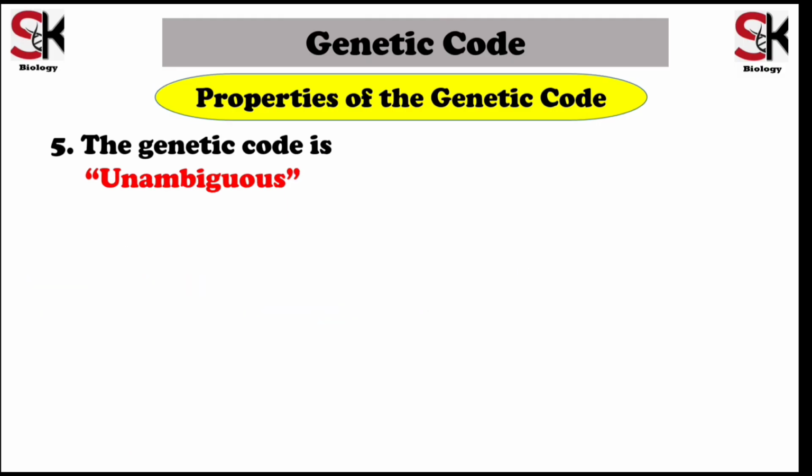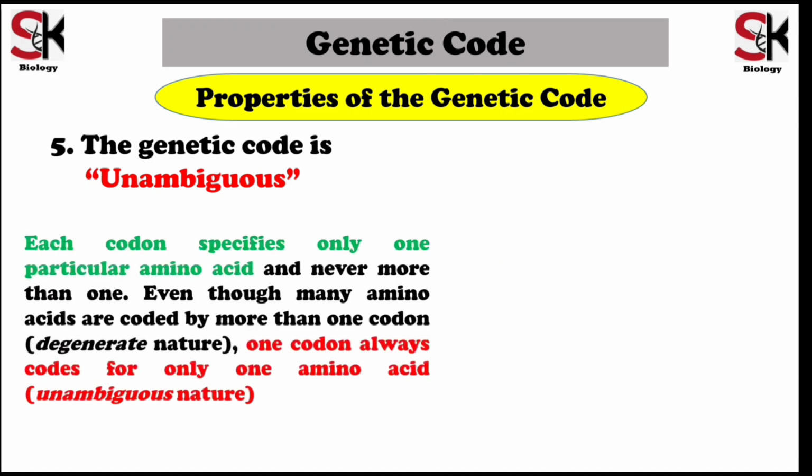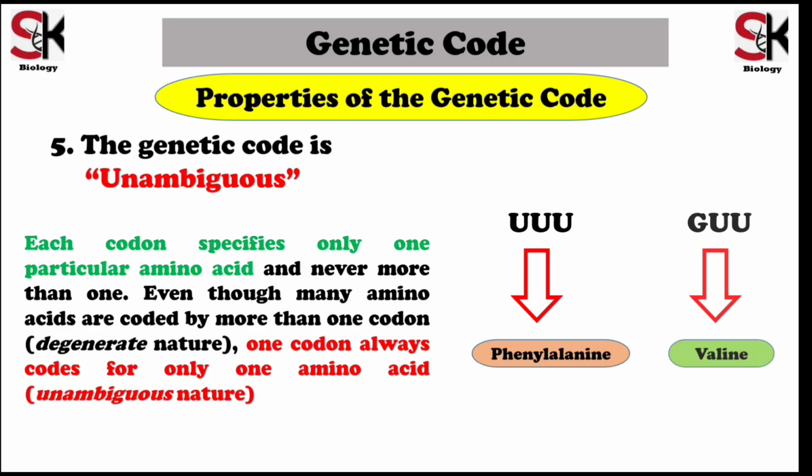Fifth property, the genetic code is unambiguous. This property states that one codon will code for a particular amino acid. There are multiple codons for one amino acid, but a single codon will specifically code for a particular amino acid. For example, UUU will code phenylalanine every time. GUU will code for valine only. So, a single codon will not code more than one amino acid. It means the code is unambiguous.